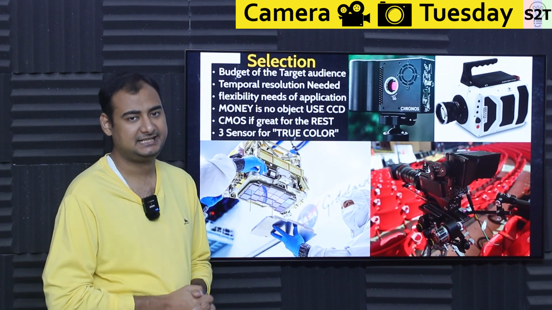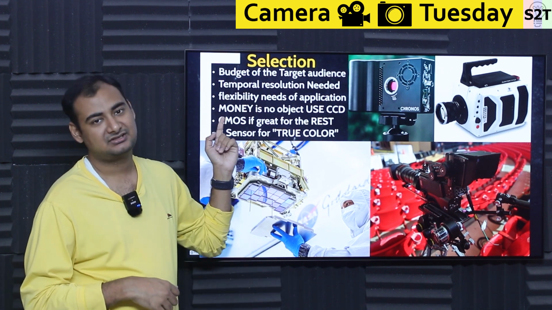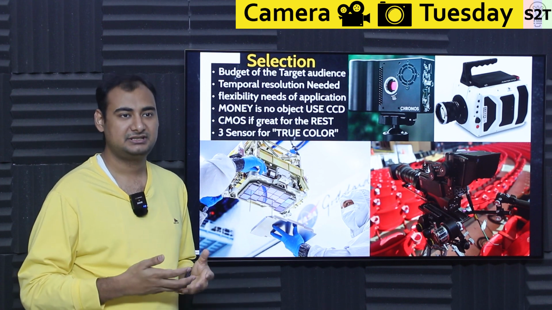So how do we make selection? Well, selection starts with the basic thing, the base of everything: the budget the target audience can spend.